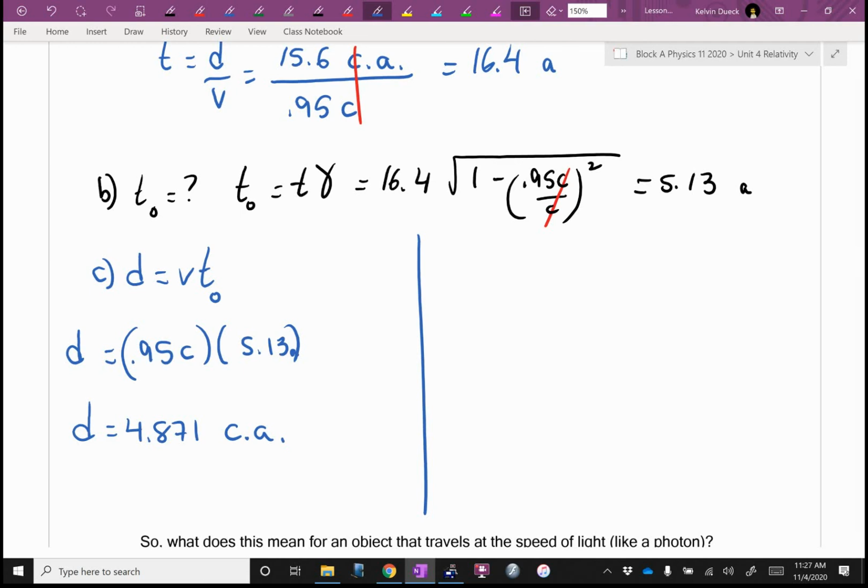Here's why that's occurring. Instead of finding the distance, let's treat it like a length, where L0 was the original length of 15.6 light years. V is 0.95 c. Let's find the relativistic length.